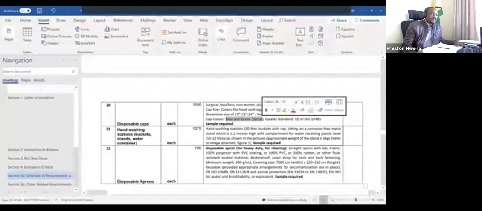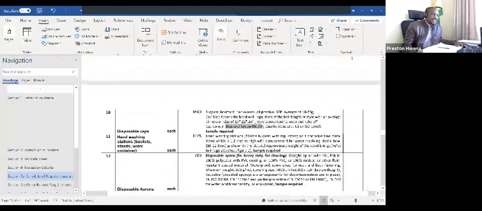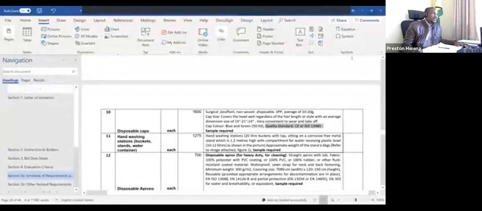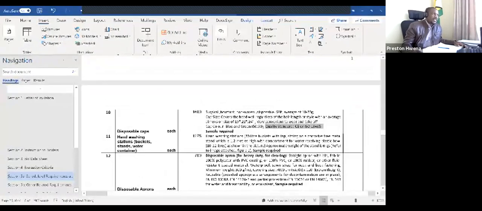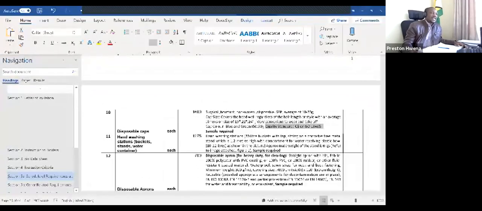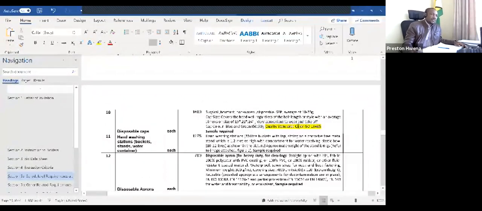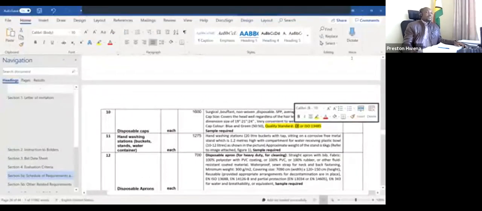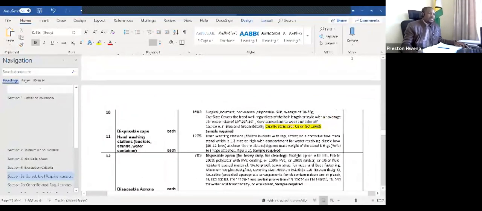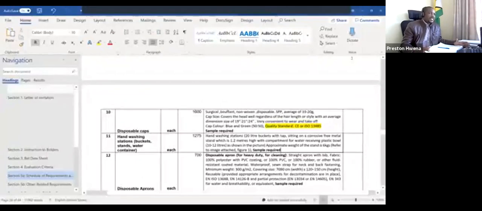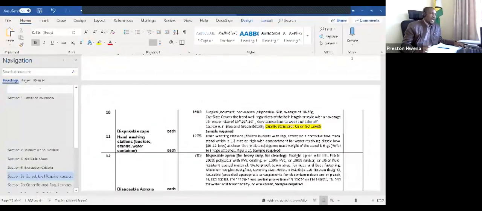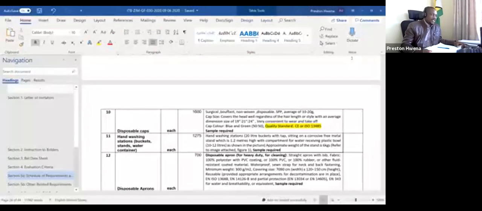And the colors, we are looking at blue and green in 50-50 in terms of quantities. Then the quality standard, this is critical and this is mandatory. We are looking at this as the quality standard. So make sure that it's CE or ISO 13485, not anything less than this, because this is a health product. For health-related products, we are so strict about quality. So please take note of our quality requirements. Otherwise, your sample will be disregarded.